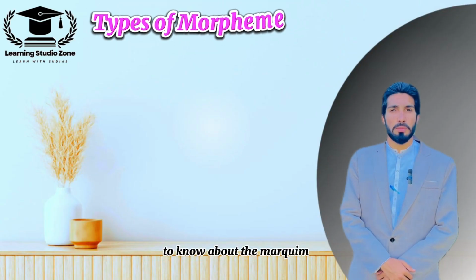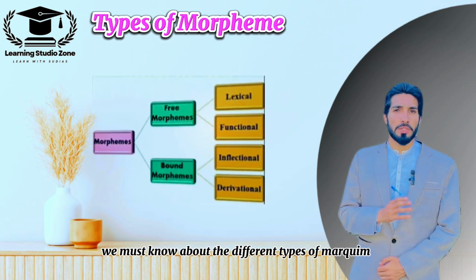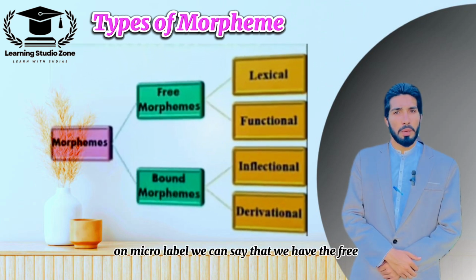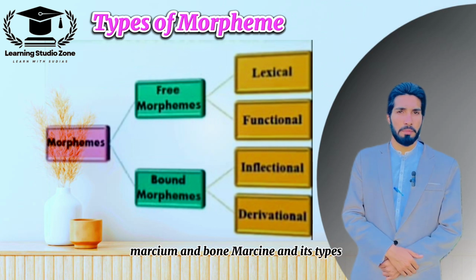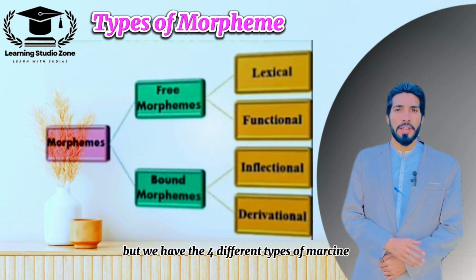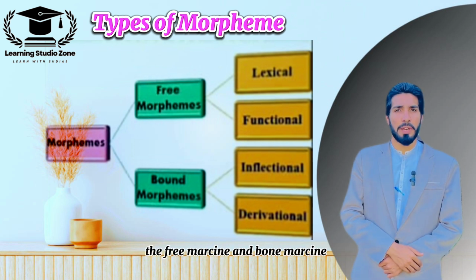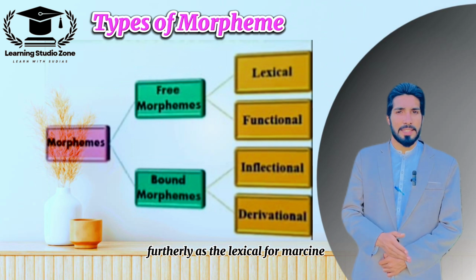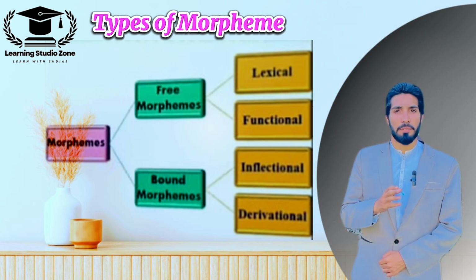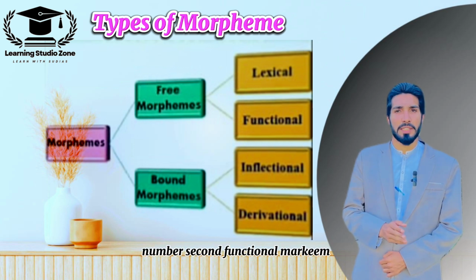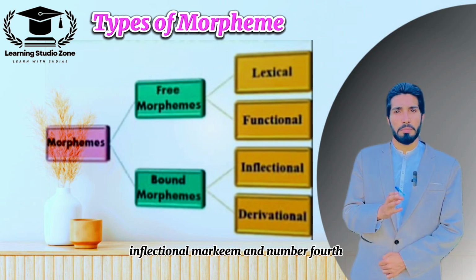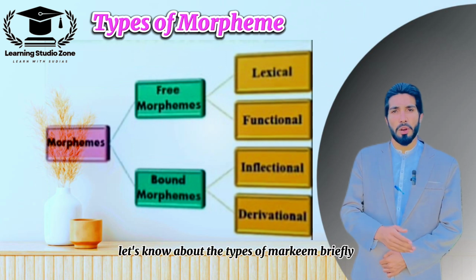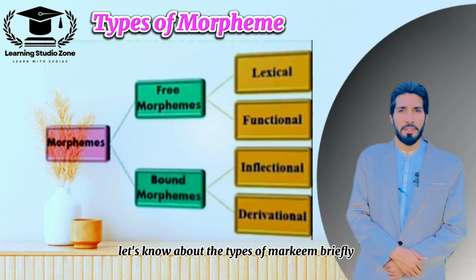To know about the morpheme clearly, we must know about the different types of morpheme. On a micro level, we have the free morpheme and the bound morpheme. But we have four different types of morpheme, which divide the free and bound morphemes further: number one, the lexical morpheme; number two, the functional morpheme; number three, the inflectional morpheme; and number four, the derivational morpheme. Let's know about the types of morpheme briefly.